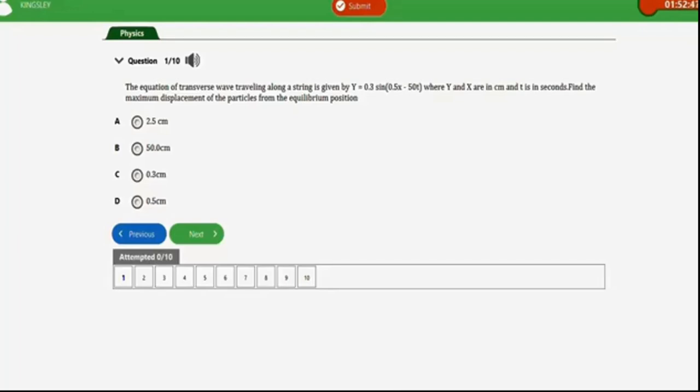The first question I have here says, the equation of transverse wave traveling along a string is given by this, where y and x are in cm and t is in seconds. Find the maximum displacement of the particles from the equilibrium position.